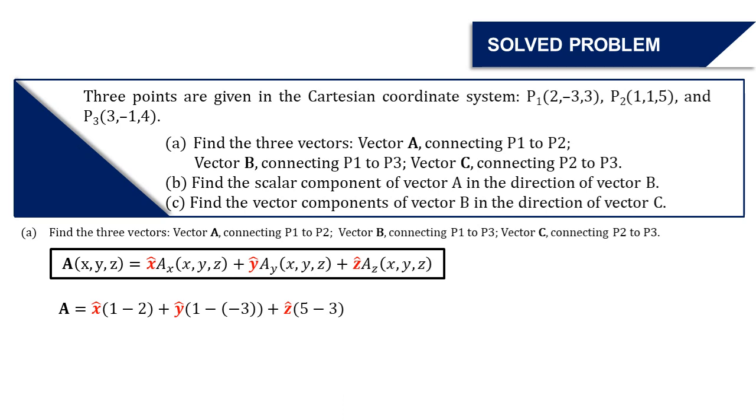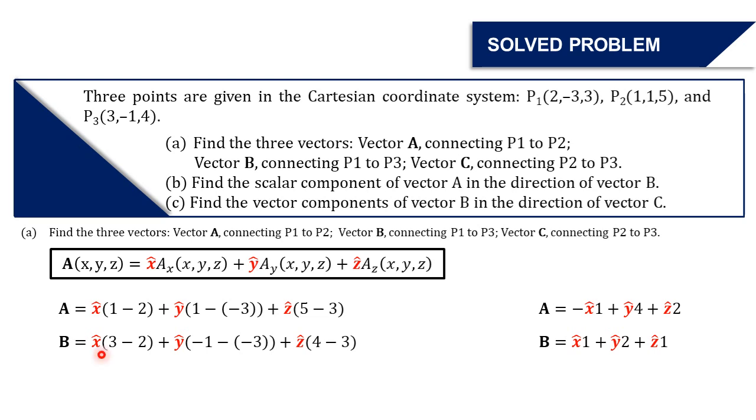Now, for vector A, connecting point 1 to point 2, we have x hat times 1 minus 2, since it goes from point 2 to point 1. For y hat, we have 1 minus negative 3. And for z, that's 5 minus 3. Therefore, vector A is equal to negative x hat 1 plus y hat 4 plus z hat 2.